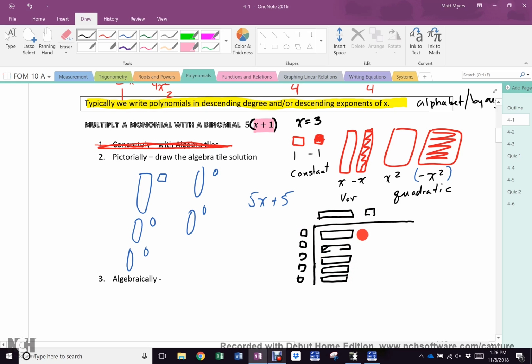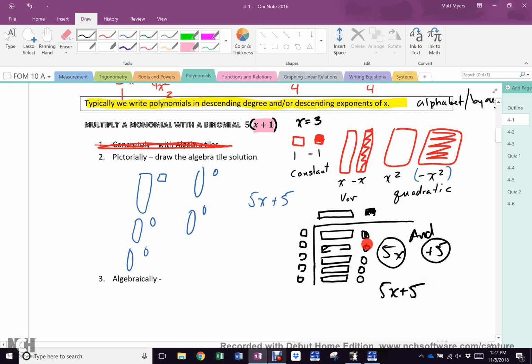And then 1 times 1 is 1, 1, 1, 1, 1. And my answer is in the middle here. 1, 2, 3, 4, 5 x's. 1, 2, 3, 4, 5 that are positive. Everybody with me? So my answer to this, you have 5 x's and you have positive 5 little guys. Everybody with me? But math guys don't write this. We write 5x plus 5. Now what if this guy was negative? What would happen to all these guys?